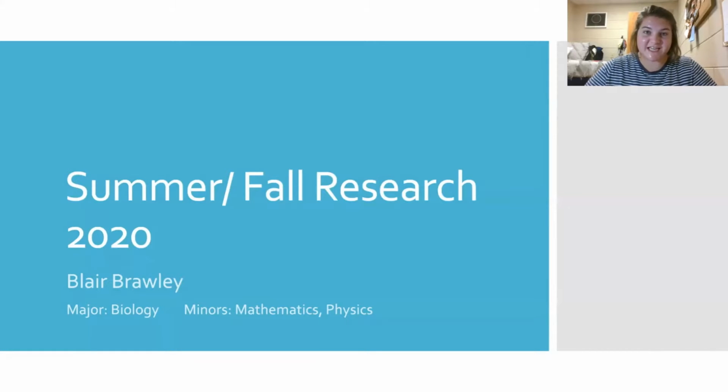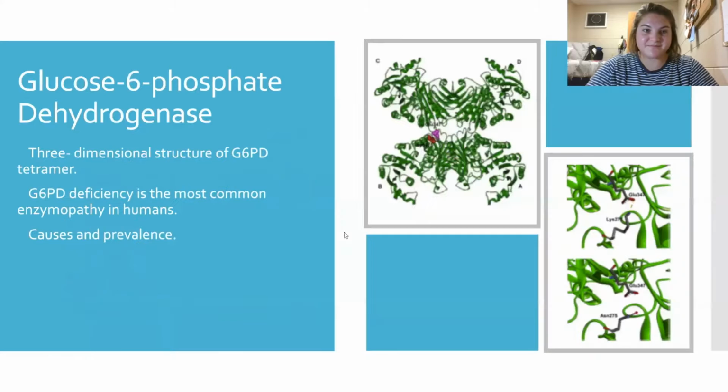Unfortunately, due to COVID-19, I was unable to return to campus this summer, but luckily I'm able to continue my research this fall. So I'm going to tell you a little bit about our project, and I have some slides to show you along the way. Our project centered around a protein called glucose 6-phosphate dehydrogenase. Our project was to extract and purify and then do enzymatic studies and possibly a crystallization of the protein.